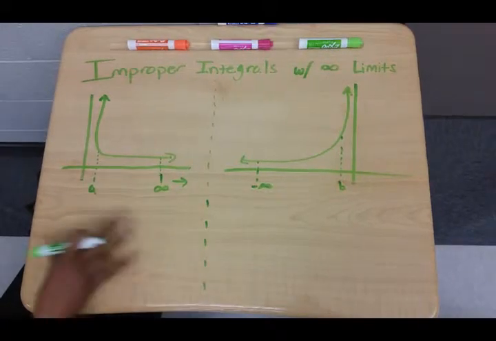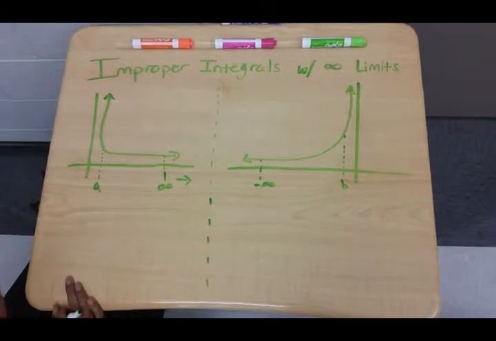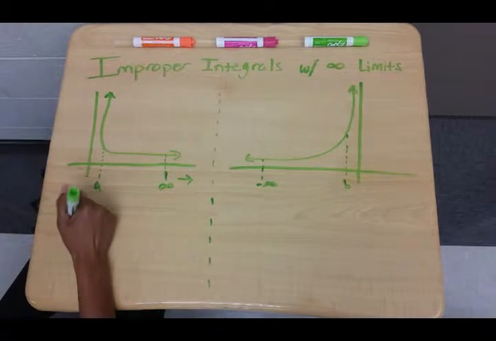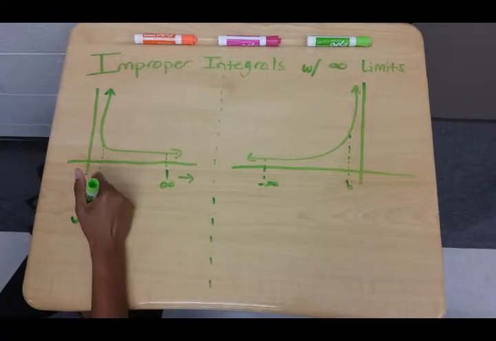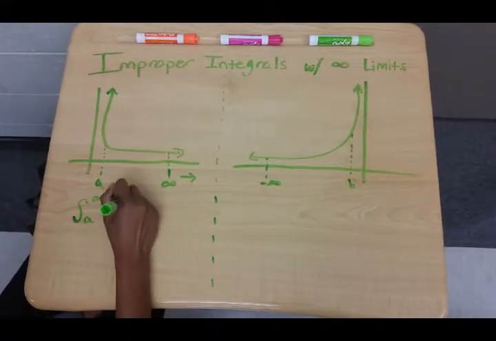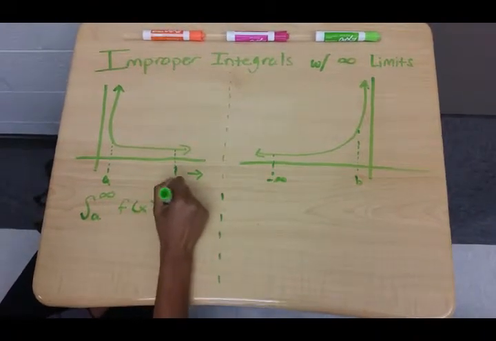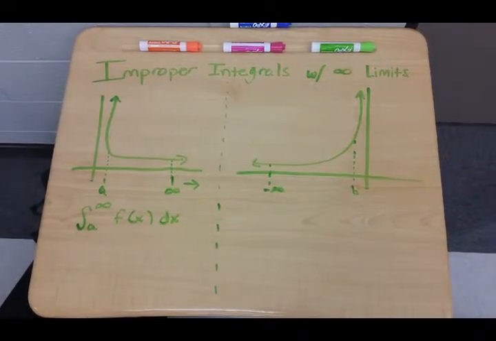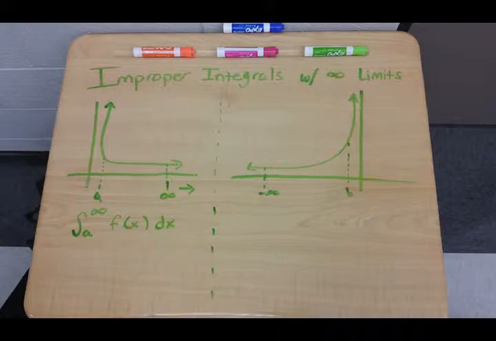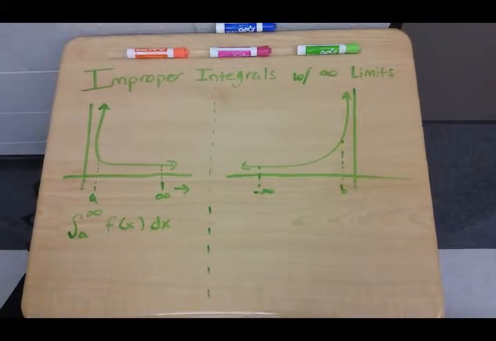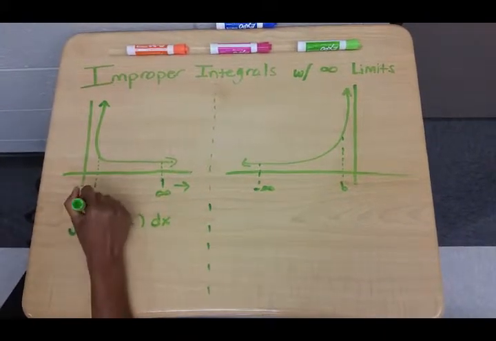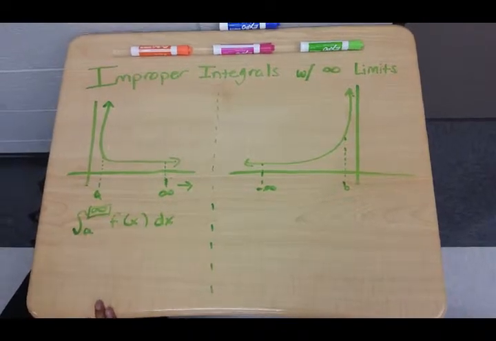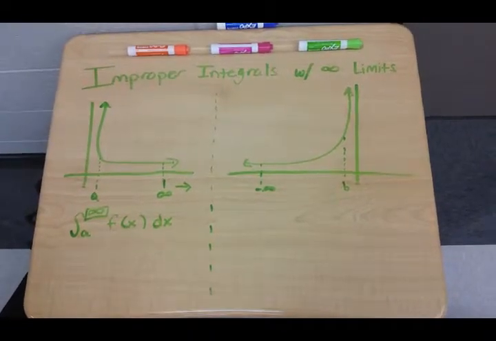So when you look at this graph here, it's basically asking for the integral from a to infinity. So it would be written as the integral from a to infinity of f of x dx. Now, when you do an integral, this is supposed to be a finite number, and you know infinity is not a finite number.